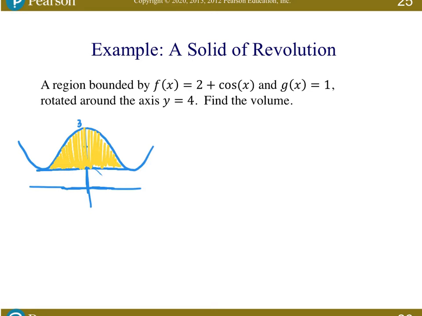Okay, so we'd like our axis to be y equals 4. Well, y equals 4 is above the region itself. So when we would rotate this, there would be a gap. What would that look like? Let's see if I can sketch that for you.